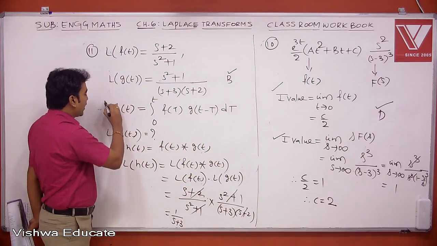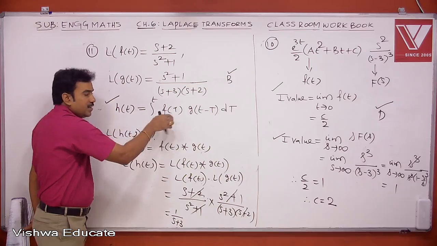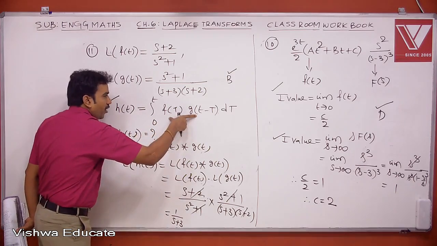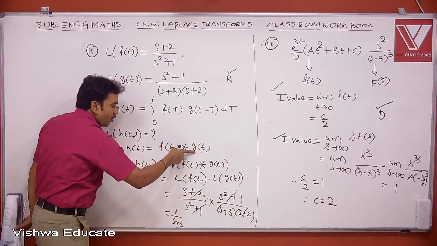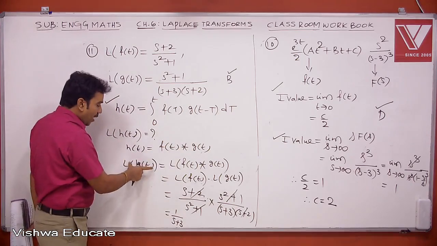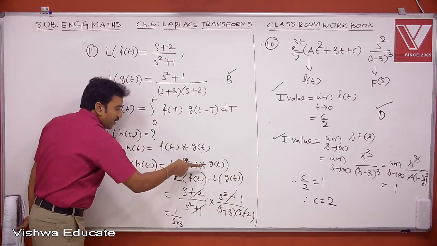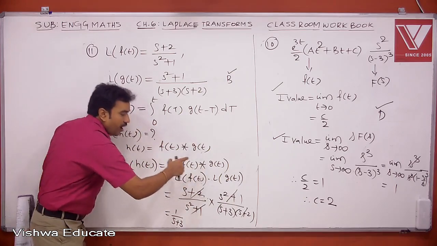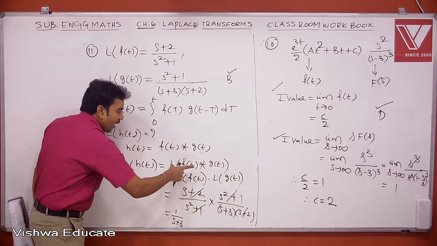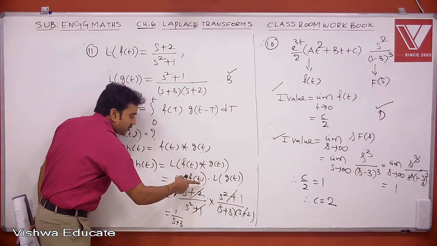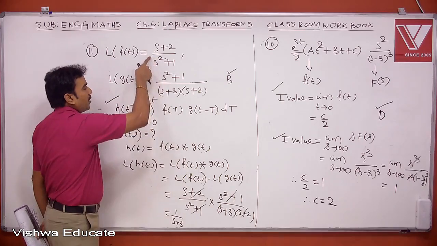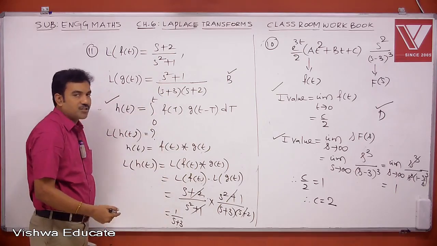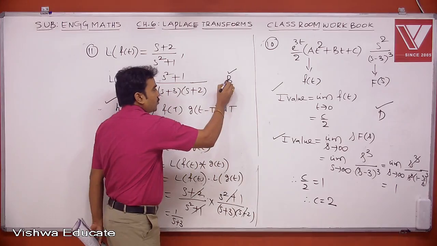This is nothing but the convolution product definition. So this is the convolution product of f(t) and g(t), and h(t) can be written as f(t) star g(t). Therefore the Laplace transform of h(t) is L of this. At this moment we have applied the convolution theorem, so L of f(t) star g(t) is L of f(t) times L of g(t). Now multiplying these two Laplace transforms, we get 1/(s + 3). So option B is the right answer.